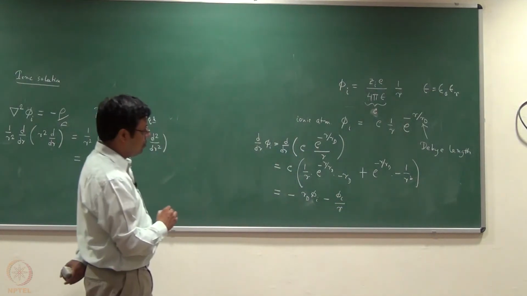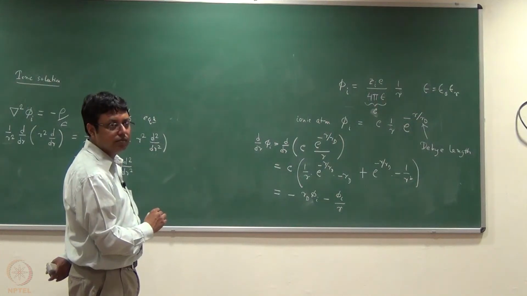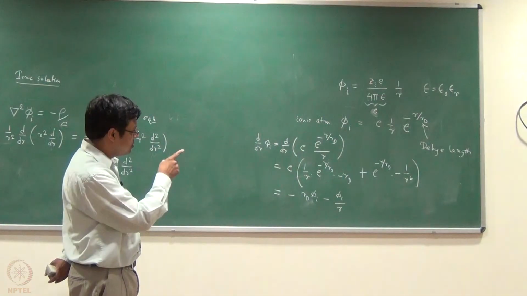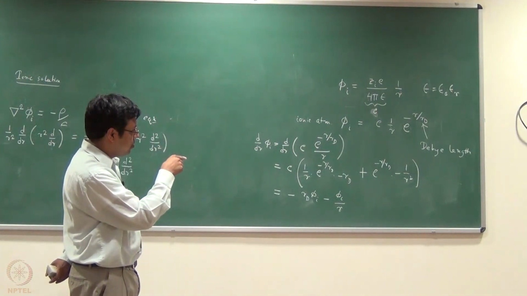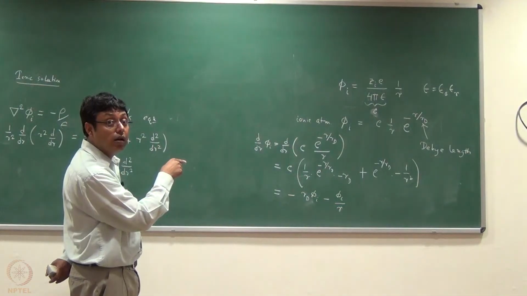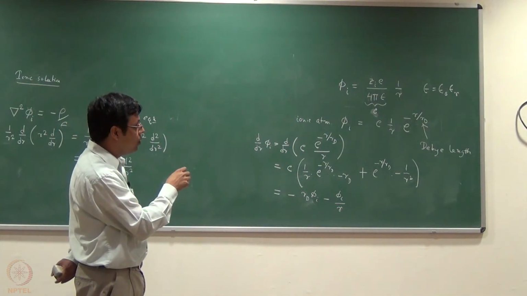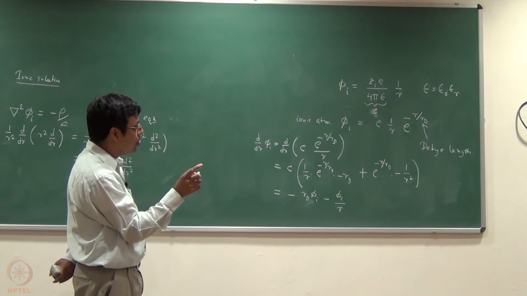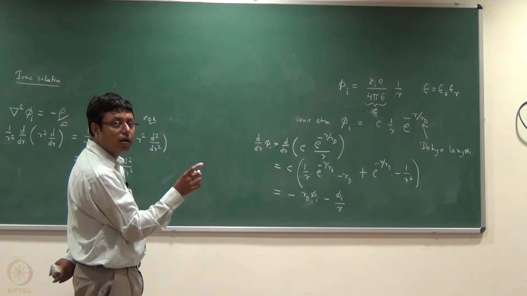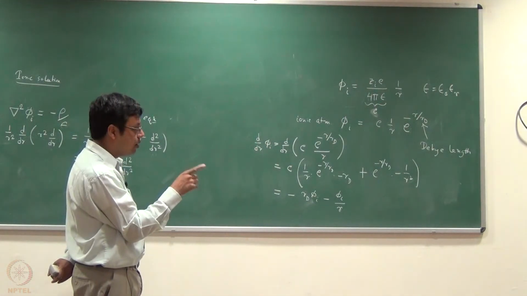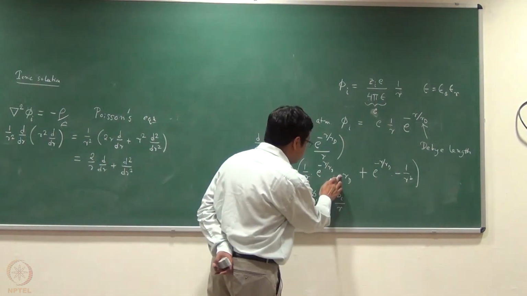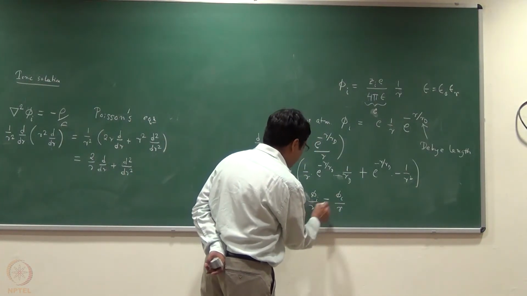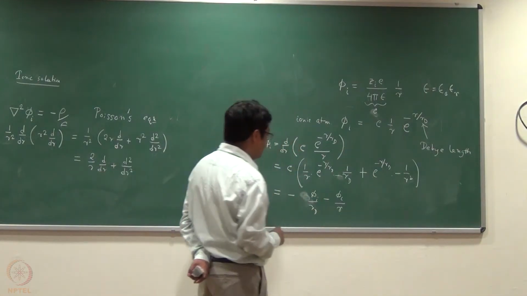Clear? I think it's correct. But there will be 1 by r. Differentiation of e to the power of minus r by rd will be minus 1 by rd. This one, right? That will be minus 1 over rd. This is correct, right? Yes.